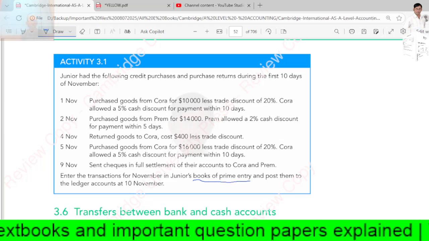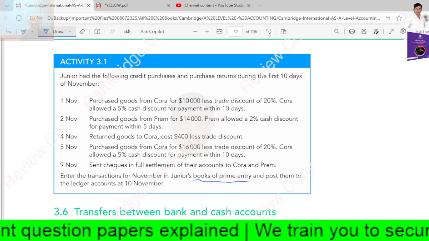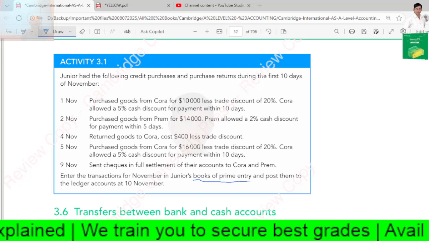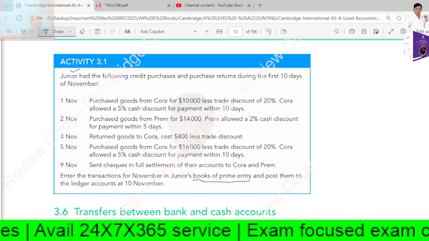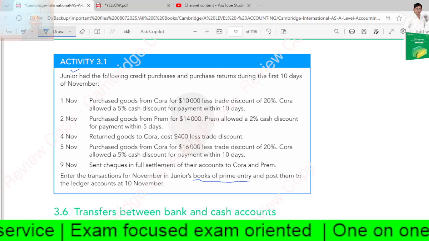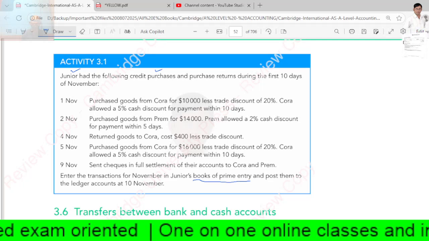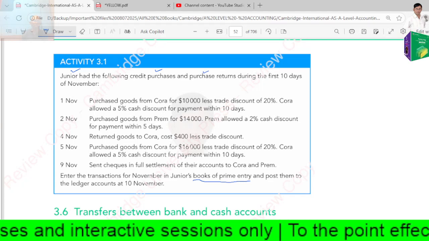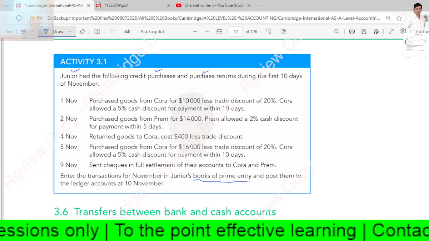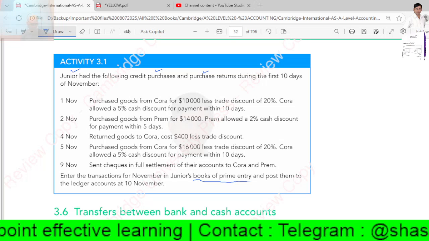Books of prime entry. So, Junior had the following credit purchases. Junior is the name of the trader. So, Junior had the following credit purchases and purchase returns during the first 10 days of November. So, first November, purchase goods from Cora for 10,000 trade discount.